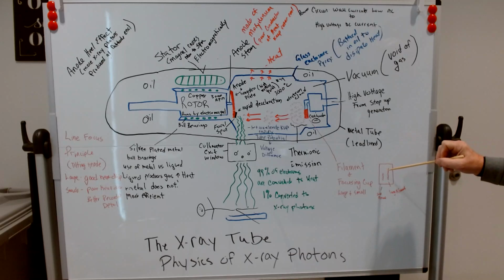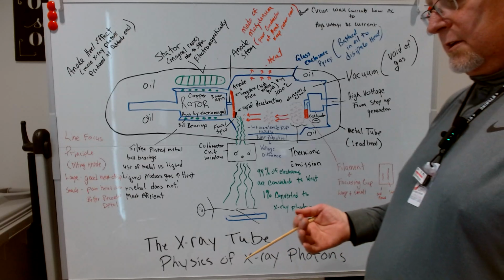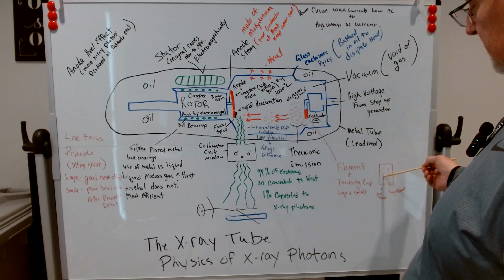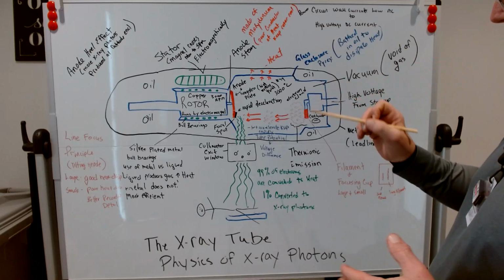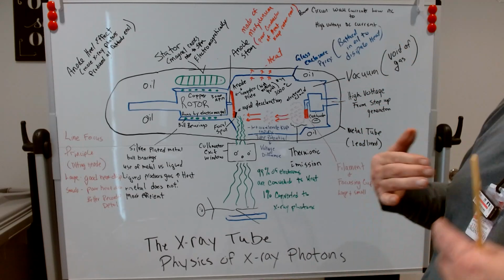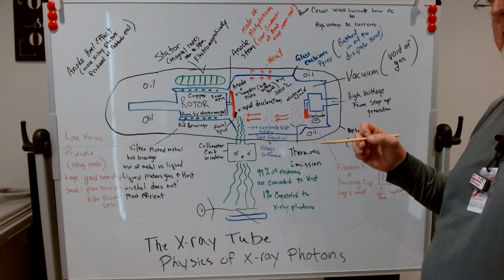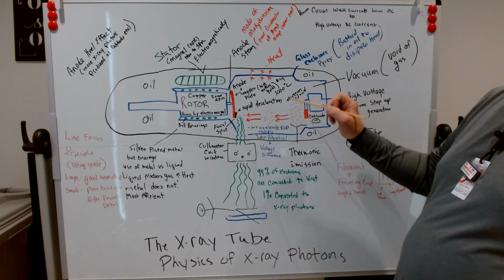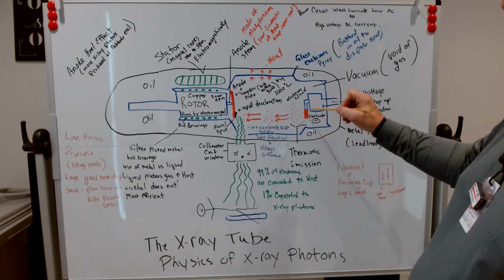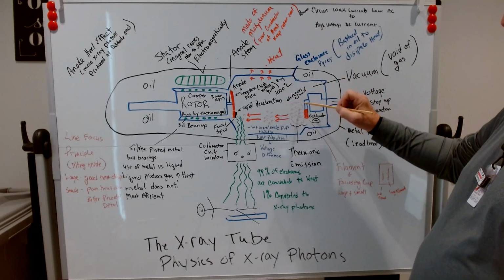There are actually two different filament springs, a small filament and a large filament. Depending on what kind of technique we're using, it's either going to choose the small filament or the large filament. So it's hit with that electricity and a whole bunch of heat is generated right here. So much heat that negatively charged electrons are boiled off of that tungsten coil. Lots and lots of negatively charged electrons. This is what we call an electron cloud.